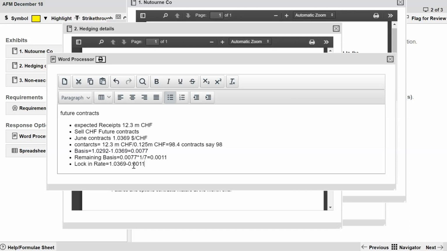But in the calculation of the lock-in rate, you will deduct that basis. So guys, this is a very simple rule. If the trend is going upward, 1.02 to 1.03, you will deduct the basis from the lock-in rate. Suppose the trend was going downward, from 1.02 to 1.01, you will add that remaining basis to the future rate. So the lock-in rate will be 1.0358.